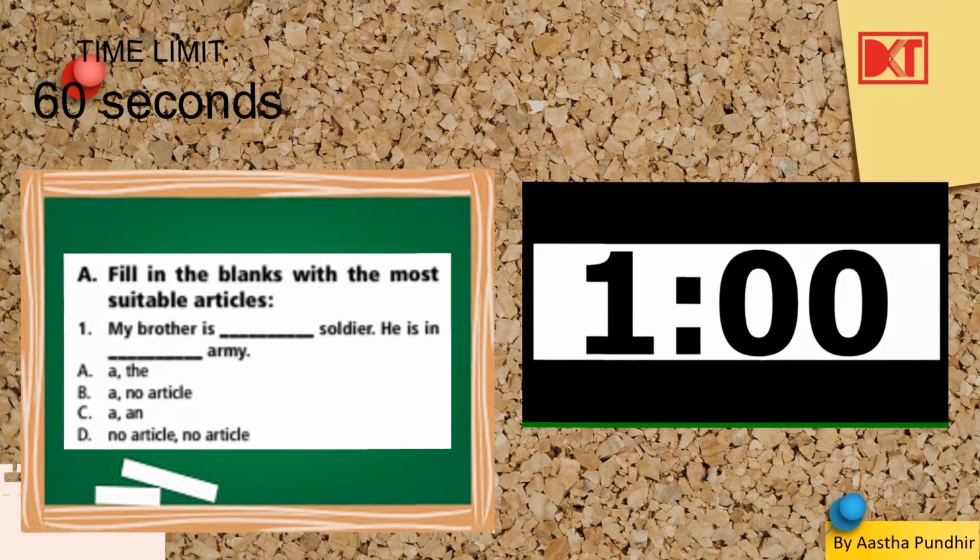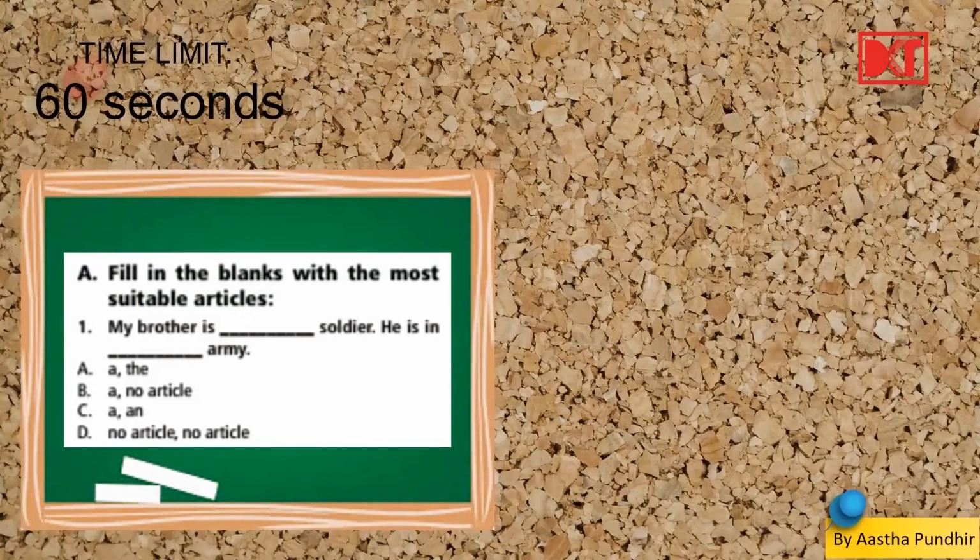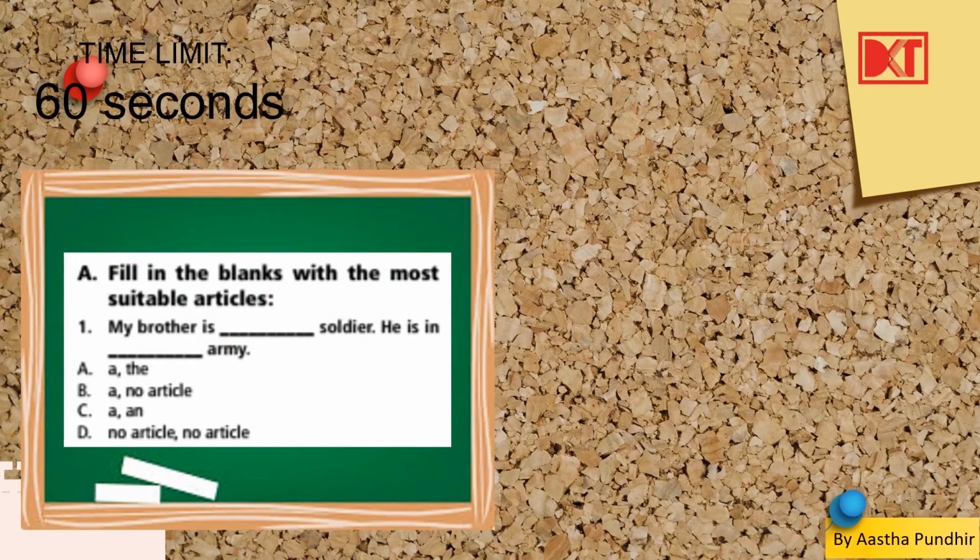Alright, so now we start off with the questions on articles. Here this one says, fill in the blanks with the most suitable articles. My brother is dash soldier, he is in dash army. So articles definite or indefinite we'll figure out as we start off with each blank. Like here we have my brother is dash soldier. So for soldier, are we giving a specific reference or are we giving a general reference? So here we'll be filling in my brother is a soldier and he is in dash army. So for army we refer to the, he is in the army. So my brother is a soldier, he is in the army. Correct answer is A.